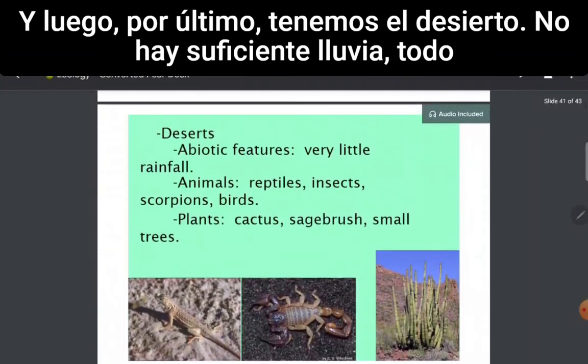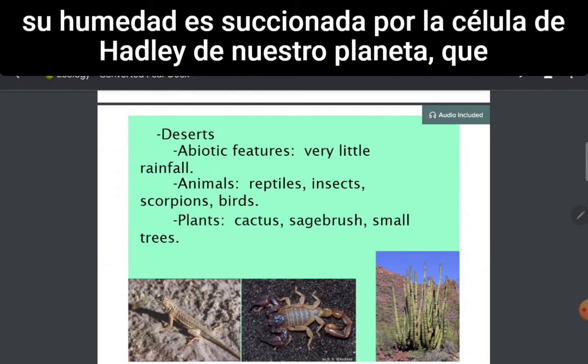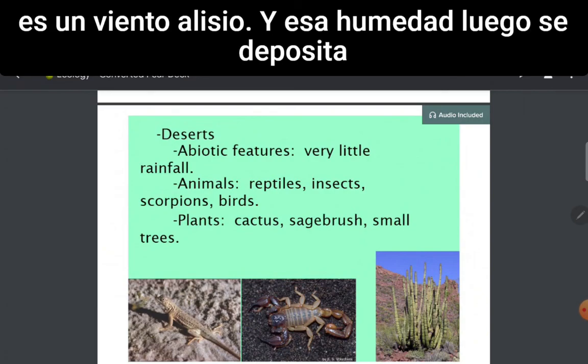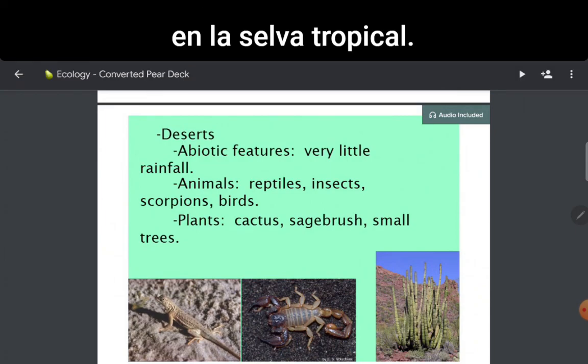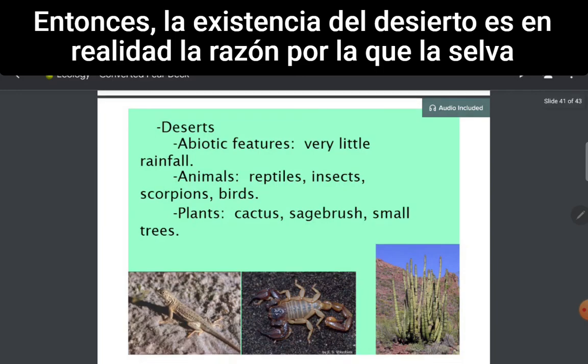And then lastly, we have the desert. Not enough rain. All of its moisture gets sucked out by our planet's Hadley cell, which is a trade wind. And that moisture then gets deposited onto the rainforest. So the existence of the desert is actually why the rainforest exists.